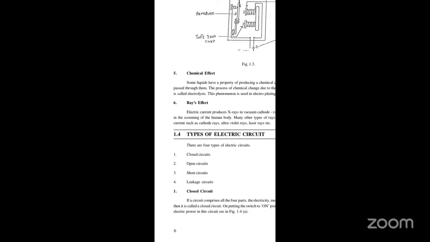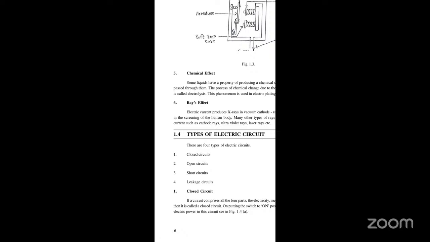Direct current means in one direction. Alternating current means with respect to time the direction of current changes. Now we are discussing electric circuits; the effect of electric current is over. Now, types of electric current circuits.